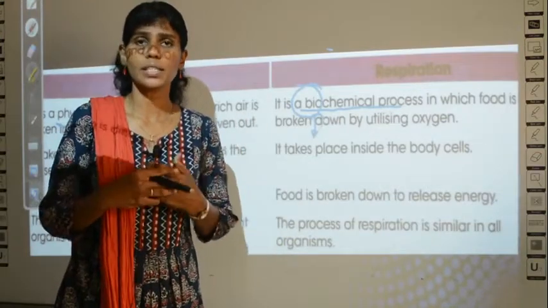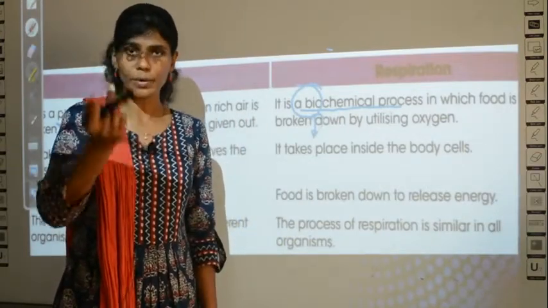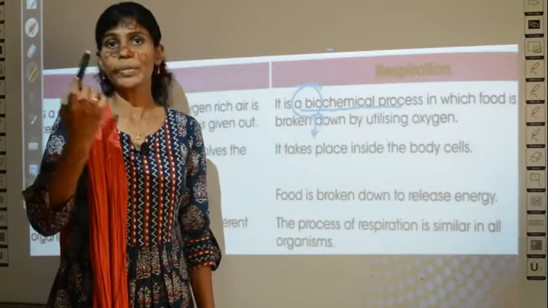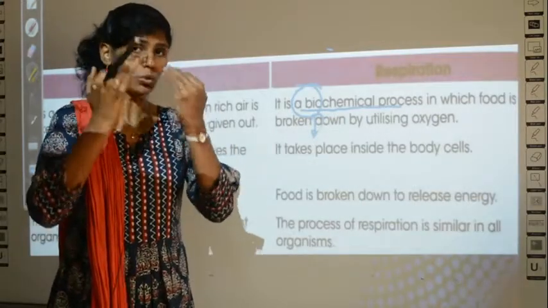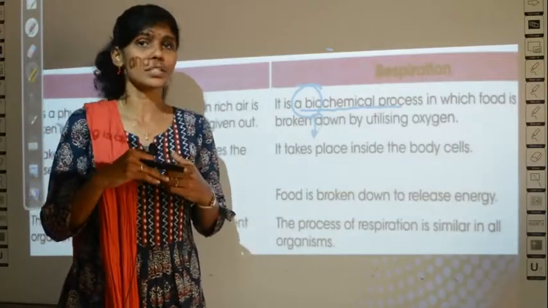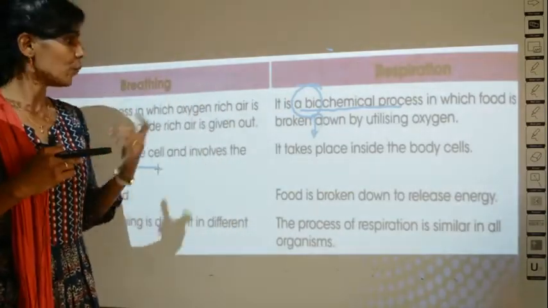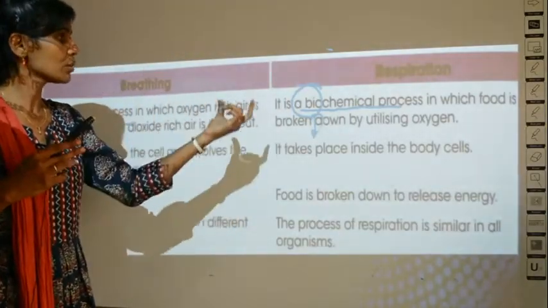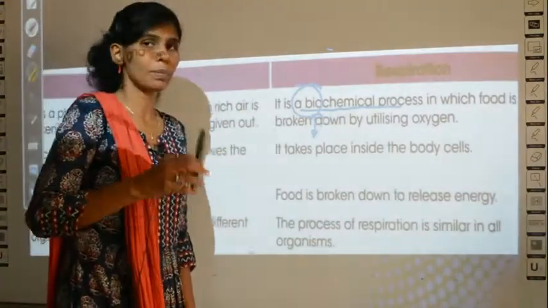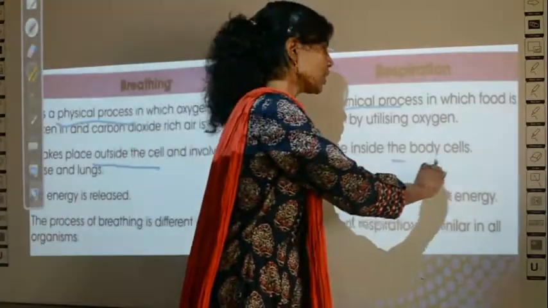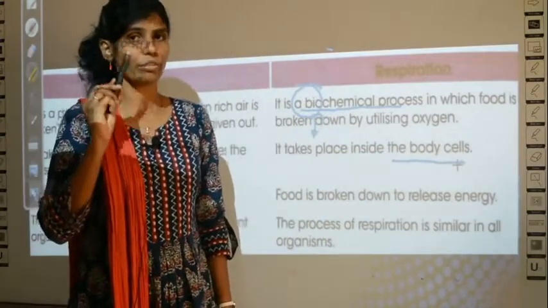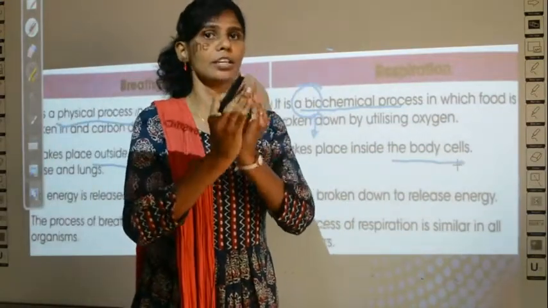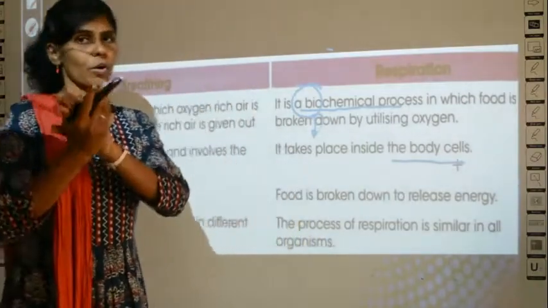Which two organs are involved? Your nose is involved because only through the nose the air is taken in, and the lungs are involved because through the nose it directly enters the lungs. Whereas here, the process of respiration takes place inside the body cells. Every cell in your body undergoes the process of respiration where it can break down the glucose and form products.